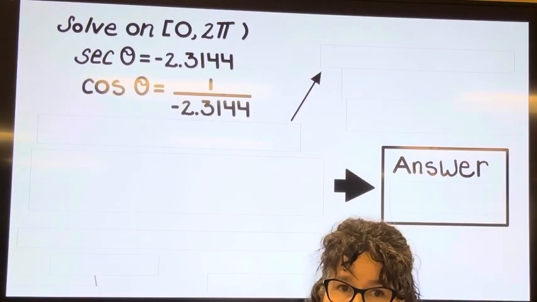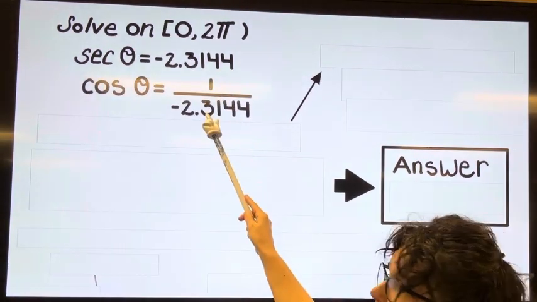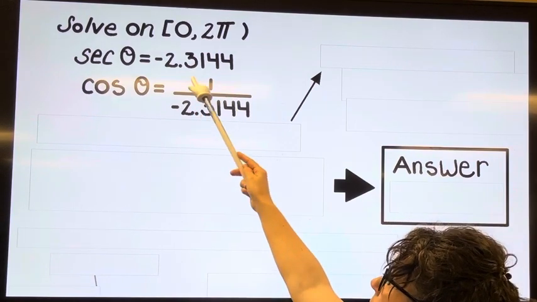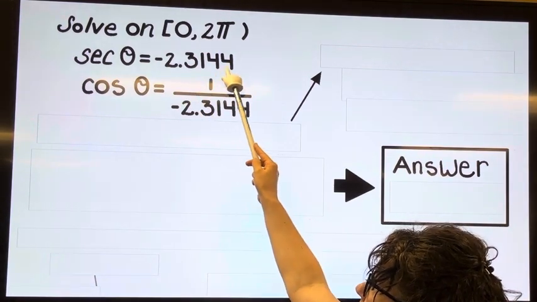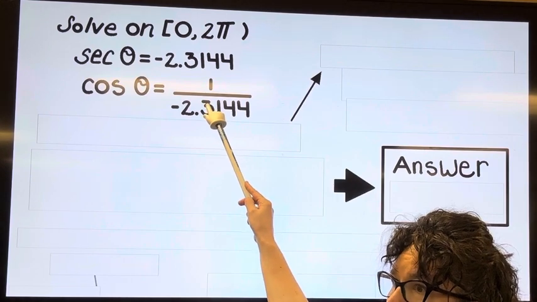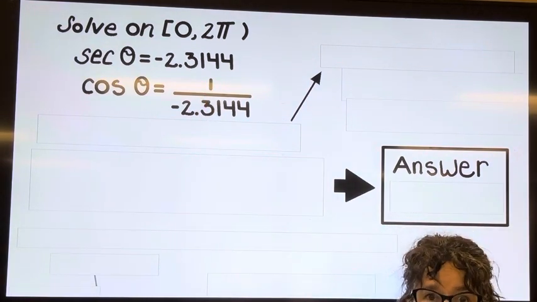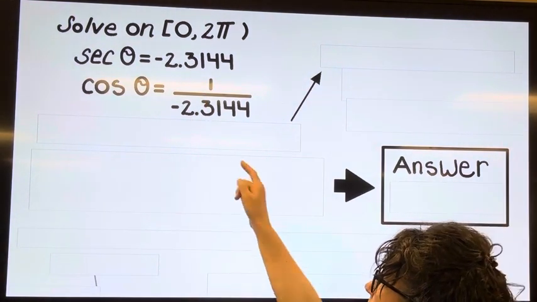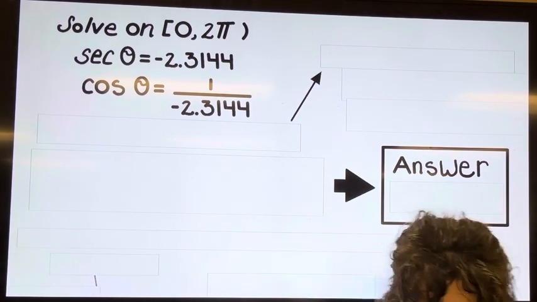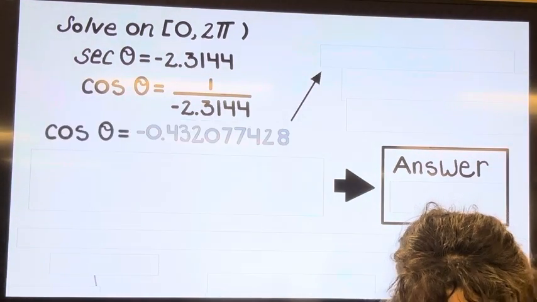And since they're reciprocal functions, it just means their answers are reciprocal. So the reciprocal of this number is 1 over that number. I'm going to go ahead and do this division. 1 divided by negative 2.3144. Something to be careful of.